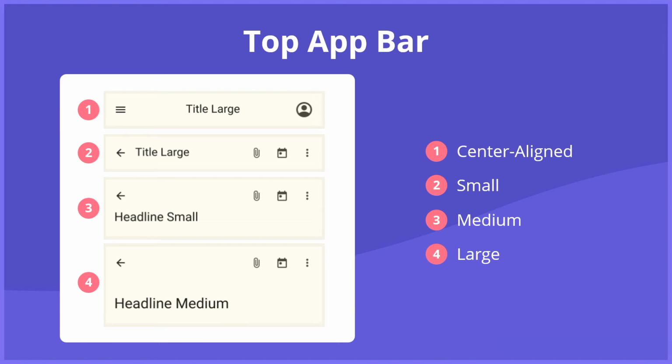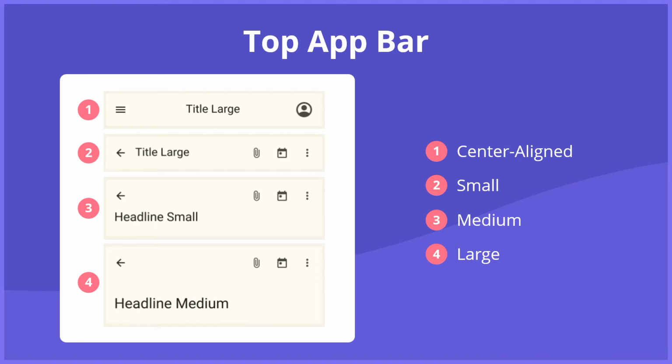With the Material 3 update, we can talk about 4 different types of top app bars. These are center-aligned, small bar, medium, and large top app bars. You can see these on the slide. There is not much difference between them in terms of usage. Small is usually preferred for phones, but this is not a rule. Of course, you can use the others if you want. There is no restriction for this.